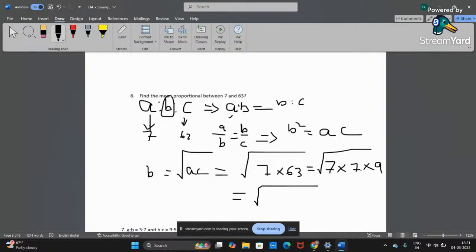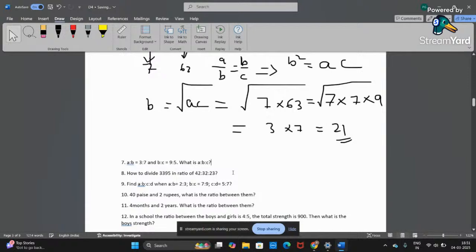7 into 7 is 49. Root 49 is how much? It is 7. Then directly root 9, we can write it as 3. So for the simplification method, we made this 63 as 7 into 9. So 3 into 7 is 21. Instead of multiplying and finding the root, just simplify this 63 into 7 into 9. So it will be very easy to get the answer.